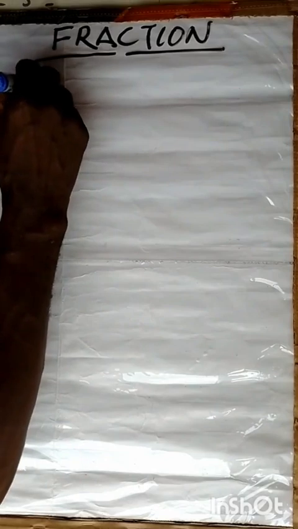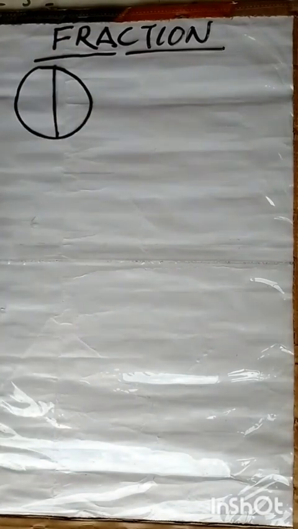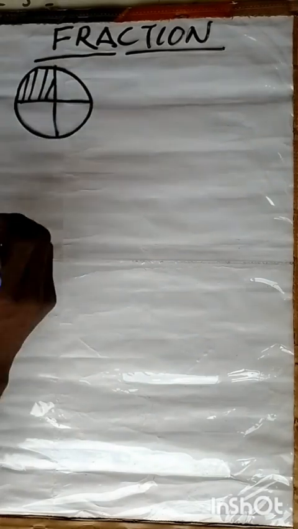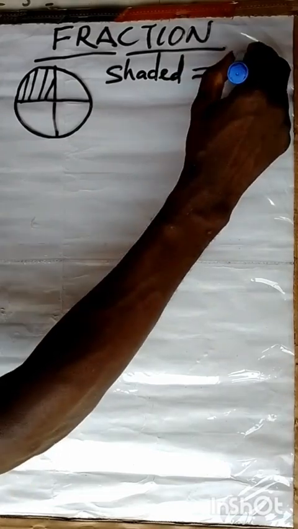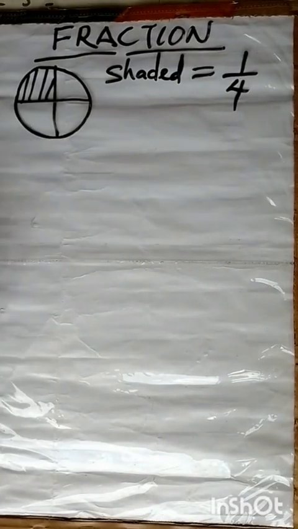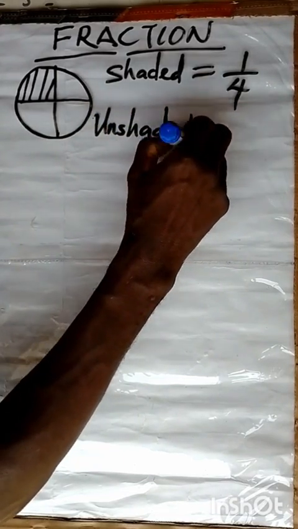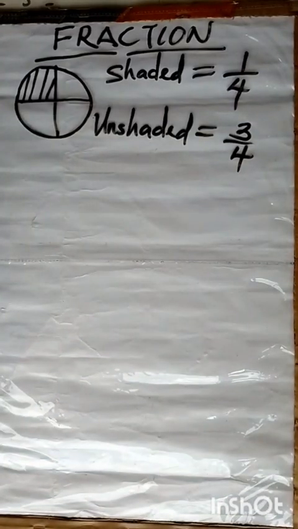Now, if I have, say, a circle, and I divide it into 4 parts, and I pick this one and shade it, this shaded portion is 1 part out of 4, 1 out of 4 parts. The unshaded will be 3 out of 4 parts. So, fraction is just part of a whole.